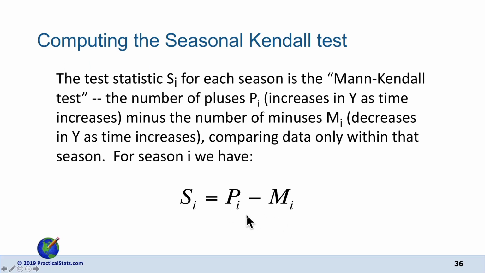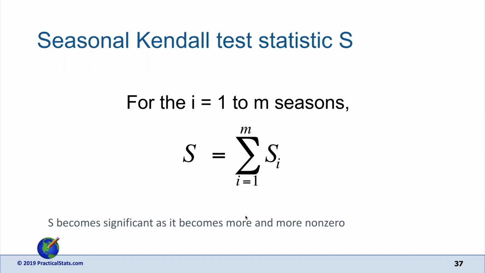And so S asks: is there some pattern in the data that doesn't look like it's 50-50? Because if it was just chance and there was no trend, about half of the data would be going up and about half would be going down when you compare from one day to the next, or one month to the next, or whatever your time units are. So when you get done, you have an S for each season. The little i, subscript, is the season. Sum those up and you get the S overall for the seasonal Kendall test.